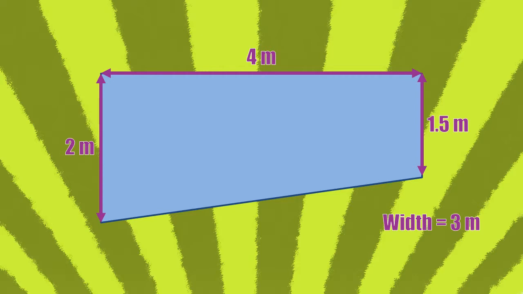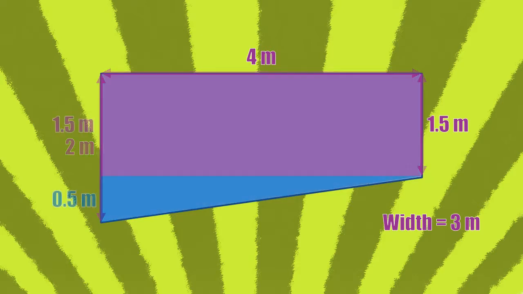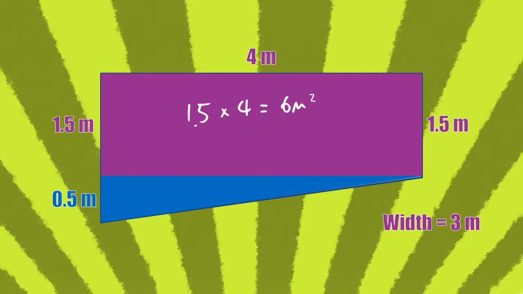One way you can work this out might be to break it down into 2 separate shapes. Here we have a triangle and a rectangle. You can work out the area of both of these shapes and then multiply that by the width of the pool.